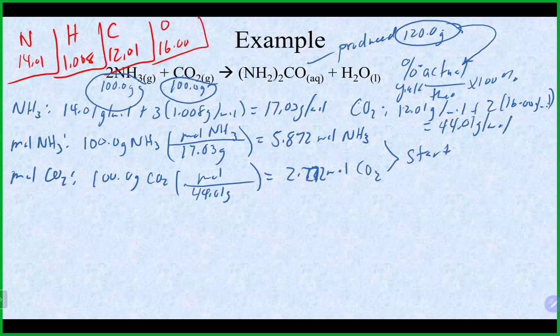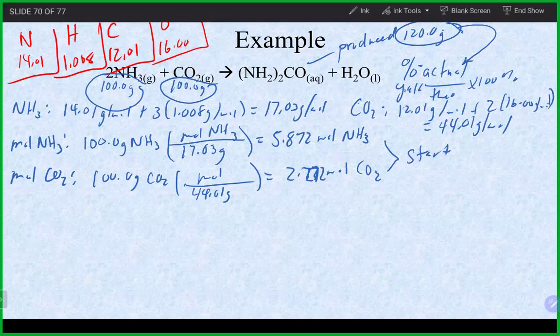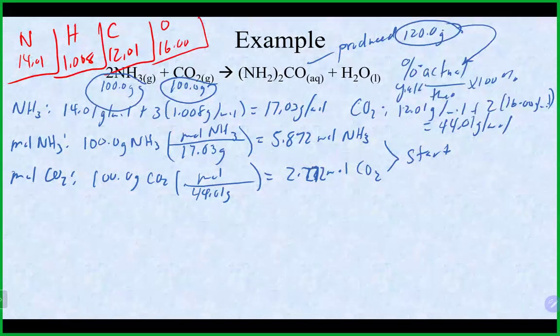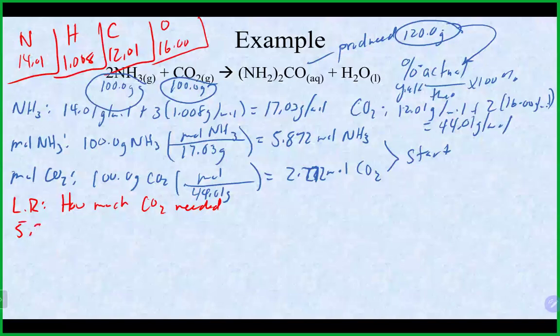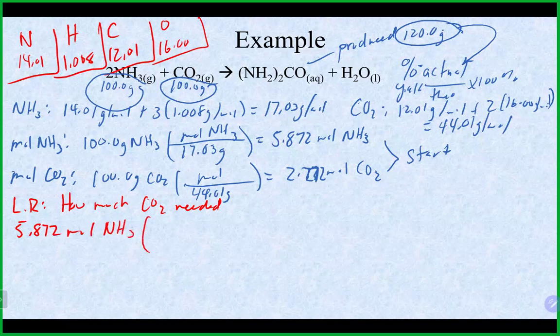So again, remember, these are your starting amounts of each of these things. Because it is a limiting reagent problem, I'm going to do the calculation to figure out which one is the limiting reagent. In this case, I'm going to figure out how much CO2 is needed. I'll start with my moles of NH3. I'm going to go to the equation and find the relationship between NH3 and CO2. From the equation, we can see that for every 2 moles of NH3, which needs to go on the bottom here, we get 1 mole of CO2.